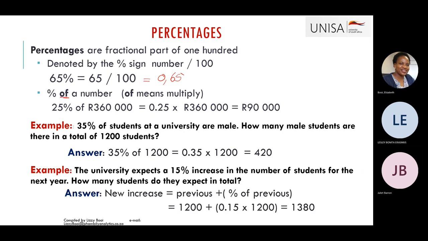To calculate the percentage increase, you can use the same formula for increase or decrease. Decrease, it means you will be minusing. Increase, we will be adding. So for percentage increase, we use the previous value plus the percentage of the previous value, because we're adding a certain percentage of the previous value. So our previous value, we know that we had 1,200 students. We need to calculate 15% of 1,200, which is the number of new students that we are getting. And 15% of 1,200 is 180, plus the 1,200 gives us 1,380. And that's how you use percentages to answer questions.